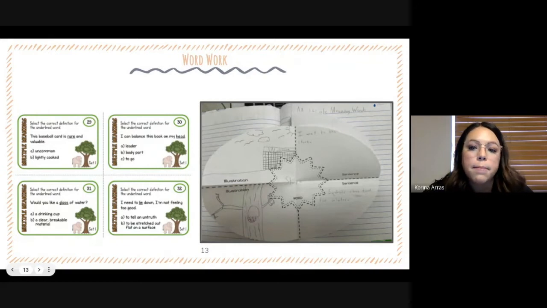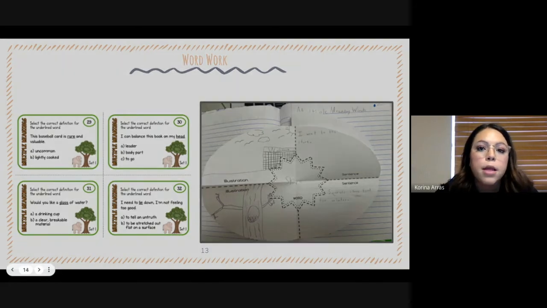So this was from the beginning of the year. We were just practicing multiple meaning words and getting them to have that skill to understand the difference in definition between the two types of words and be able to illustrate it. Then they transfer it to a sentence form, and they're answering it in multiple choice form.